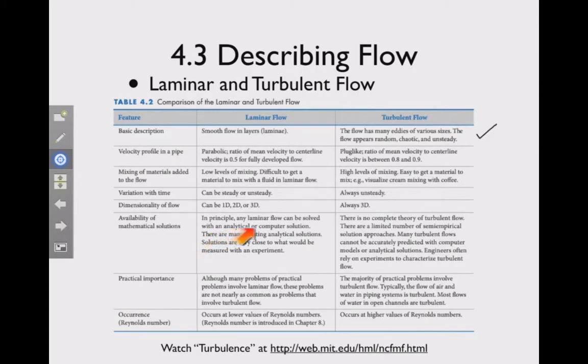In principle, laminar flow can usually be solved analytically or with a computer, and there are many existing analytic solutions. And their solutions are very close to what we can measure in experiments. However, there's no complete theory for turbulent flow. This is a very important thing. There are a limited number of solution approaches for turbulent flow, and it's very, very complex. So many turbulent flows cannot be accurately predicted with computer models, and we can't solve them analytically. We basically cannot solve the equations.